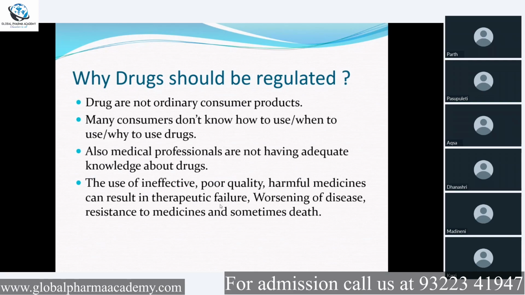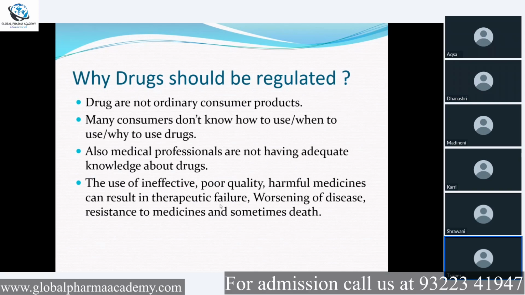The next point is that the use of ineffective, poor quality, harmful medicines can result in therapeutic failure, worsening of disease, resistance to medicines, and sometimes death. When there are no regulations involved while distributing or marketing the medicines, there are high chances that ineffective, poor quality, and harmful medicines will get distributed to the patients.